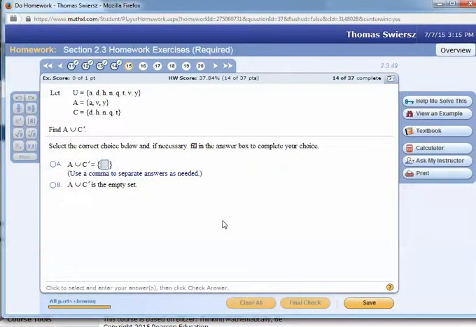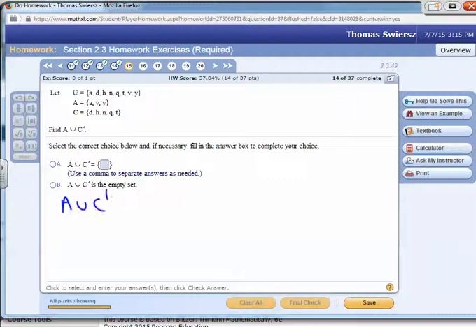A union C complement. Always do the complements first, parentheses and complements. So C complement is take away from the universal what's in C: D, H, N, Q, and T. And we're left with A, V, and Y, correct? Take away D, H, N, Q, and T from the universal because that's what's in C, and we're left with A, V, Y, which would be C complement.